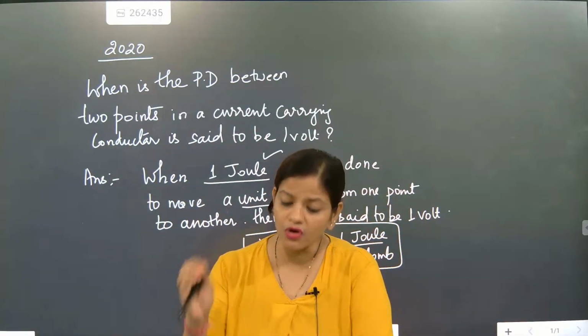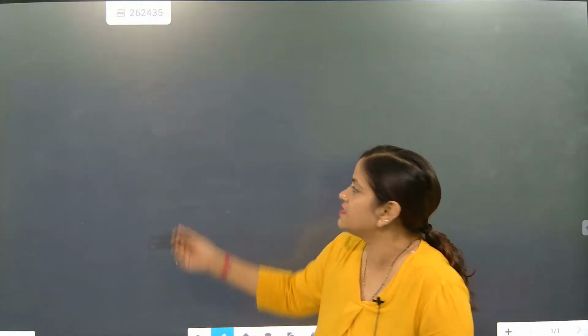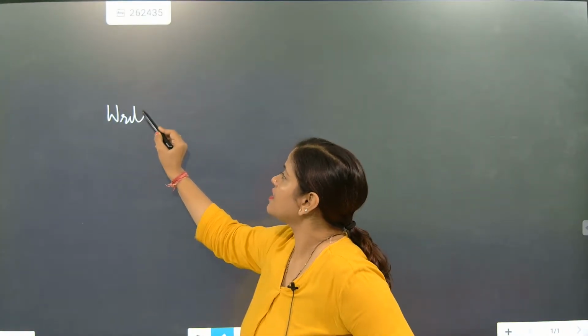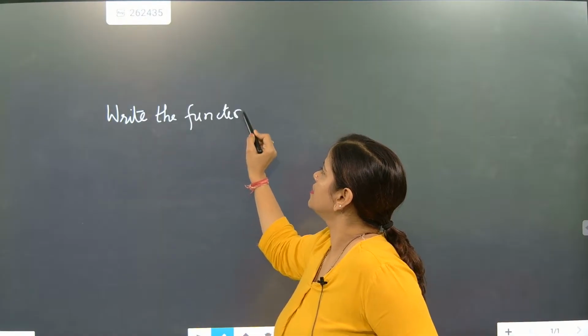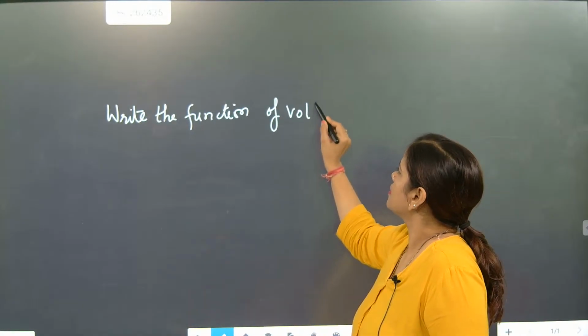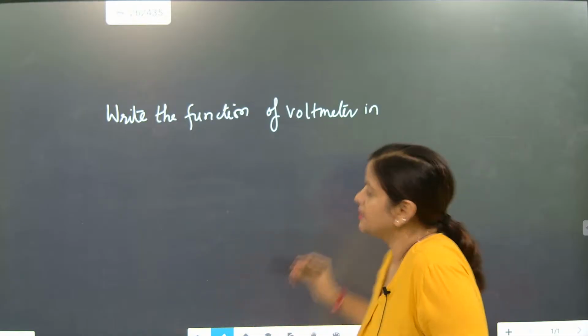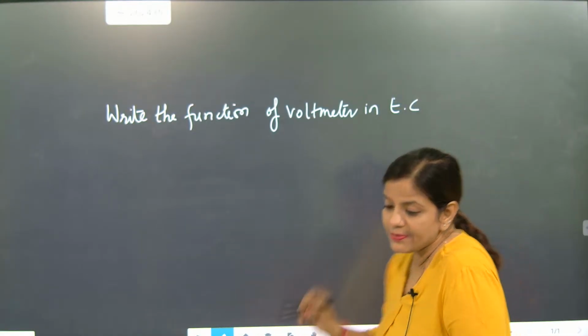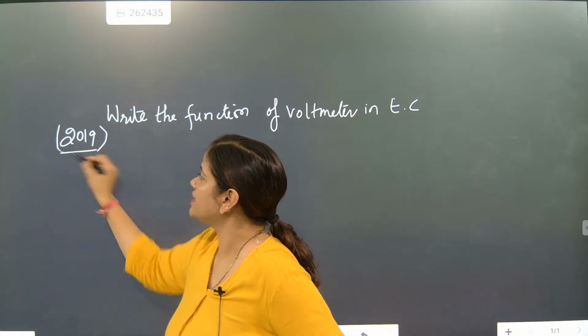Write the function of voltmeter in an electric circuit, and your time starts now. You can type the answer and send me. I will read your answers. So type the answer once my question is over. Write the function of voltmeter in an electric circuit. This question came in CBSE 2019.